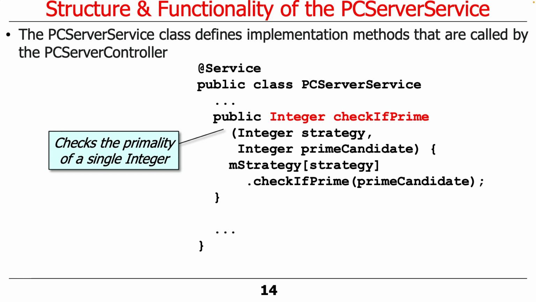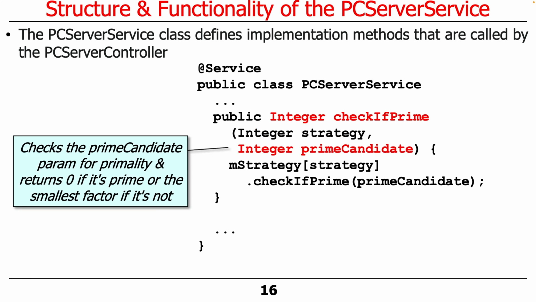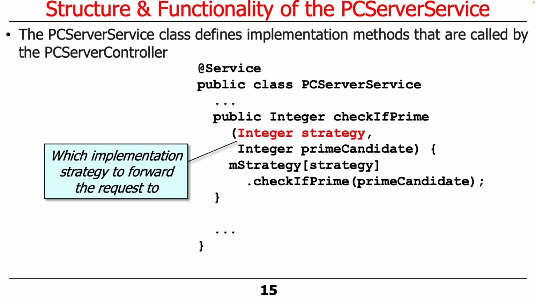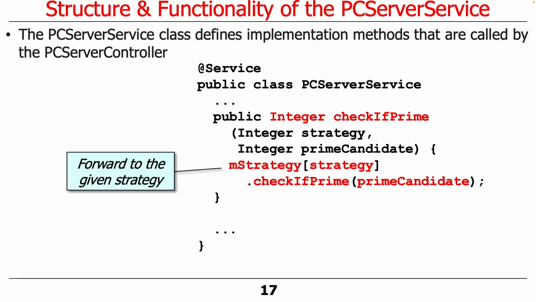And you can see here that we have a method called checkIfPrime, which checks the primality of a single integer. We take the strategy and the prime candidate, and we index into that array that we defined back over here, get the designated strategy, and then we call its checkIfPrime method, passing in the prime candidate. Pretty simple. Remember the pros and cons of this approach.